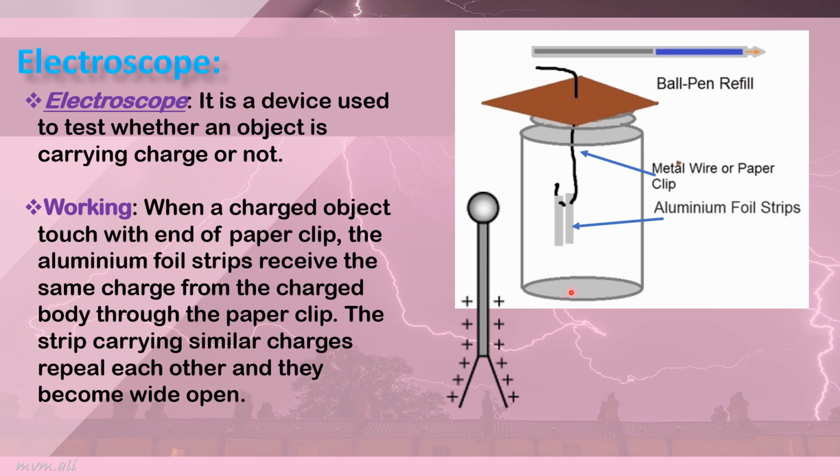It is very easy to construct. You can construct it in your home itself. You just require one cardboard piece and one paper clip, then two aluminum strips, and any plastic or glass jar, which should be transparent to see the movement of the aluminum foil.